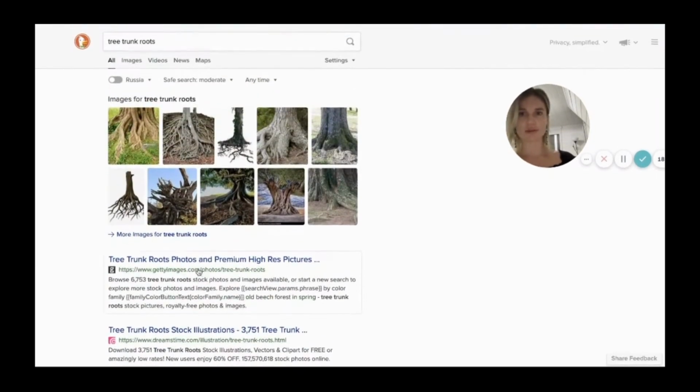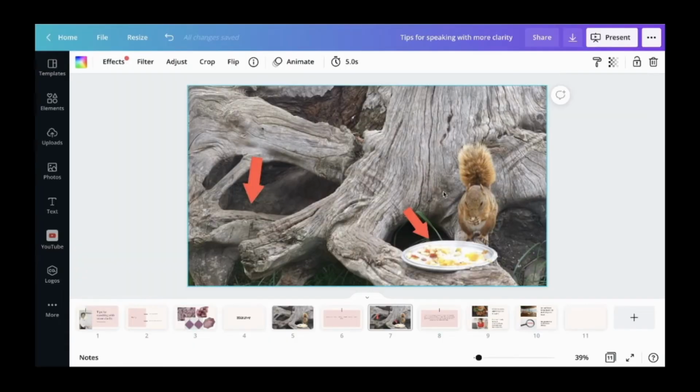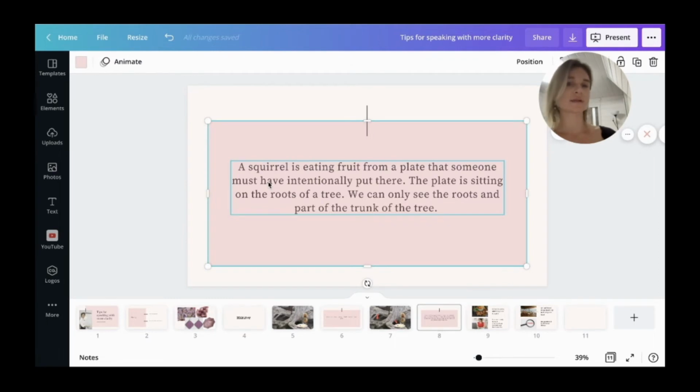Wonderful. I have found something that I need. And when I know the precise wording, it's easier for me to explain what's happening in the picture. If I explain it, it's going to look like this. A squirrel is eating fruit from a plate that someone must have intentionally put there. We can also say off a plate. The plate is sitting on the roots of a tree. We can only see the roots and part of the trunk of the tree.